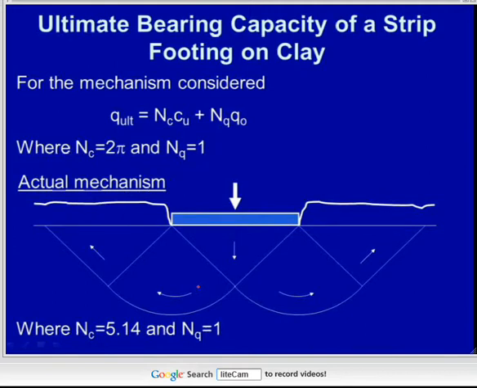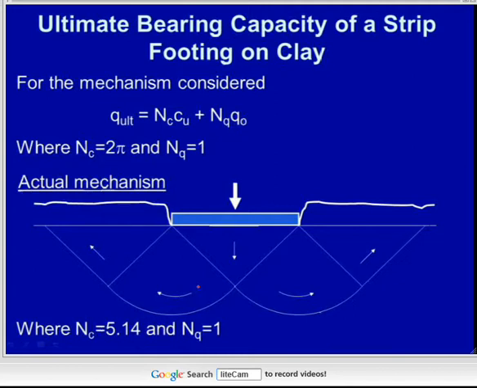And if you study a bit of plasticity theory, it's not that difficult to perform an analysis on this. And if you were to do so, you'd find that you get an equation exactly in that shape, but we find that NC's 5.14 is actually equal to 2 plus pi rather than 2 times pi. You get 1 pi from this circular section here, and you get 2 from the 2 blocks, actually. That's why it's got a slightly different shape.